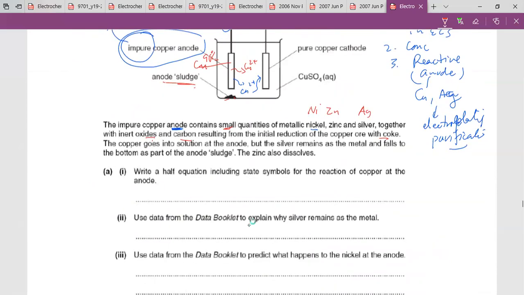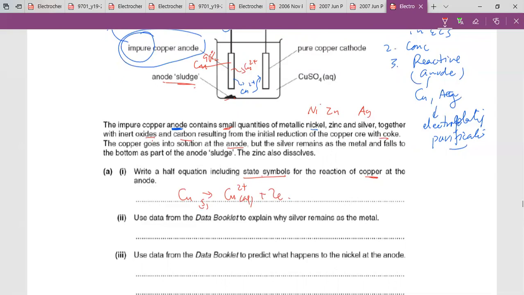Copper will go into the solution at the anode because it is the most what? It's the most negative. Copper. No, I mean zinc. Sorry, I got mixed up as well. But never mind. Let's write a half equation stating the oxidation of copper at the anode. Anode means that copper will dissolve, isn't it? So anode is copper metal, going to solid here. State symbols, my friend. Cu goes to Cu2+ plus 2e.